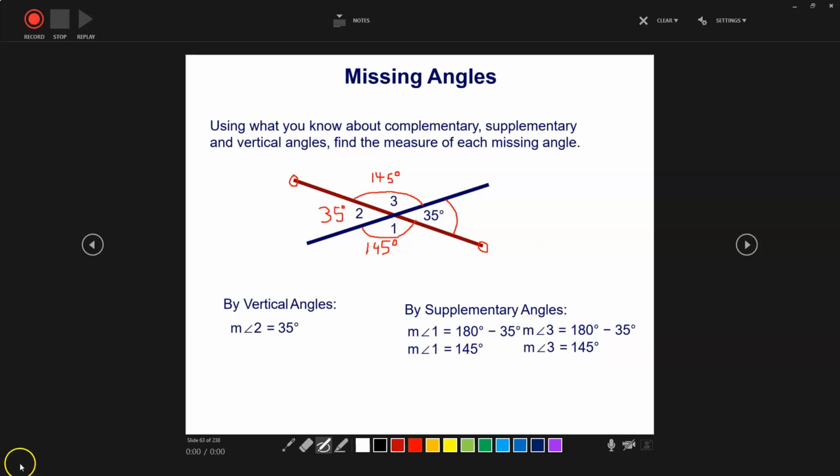145 degrees. All right, so our special pairs of angles: when they're adjacent, they're next to each other. When they're congruent, they are equal. When they are complementary, the two angles equal 90 degrees. When they are supplementary, two angles equal 180 degrees. And then finally, our vertical angles are opposite angles, and opposite angles are equal.